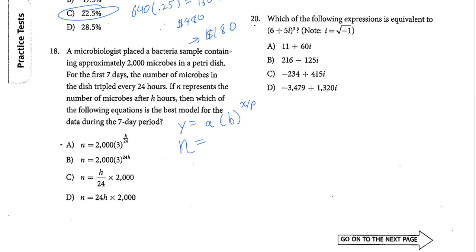So if we plug in here, we said we started with 2,000, so I just did y for n, right? It's tripling, so that tells me that I need 3 here as my base. That's the rate at which it's changing. And it says h hours, so that's our time interval. And our period here, it says it happens every 24 hours. So that just converts it from days to hours. If I plugged in a certain amount of hours, that would tell me how many days it is for that 7-day period. So our answer here is going to be choice A.